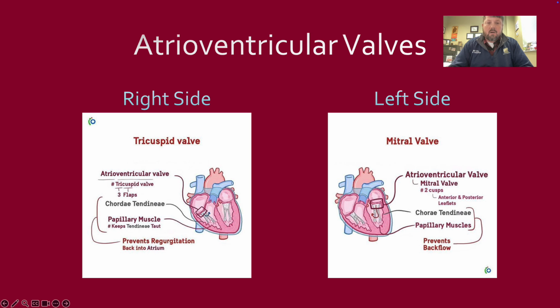On the left side of the heart, you have the mitral valve, also known as the bicuspid valve. So if a tricuspid valve has 3 flaps, a bicuspid valve has 2 flaps. You've got the anterior and posterior leaflets of the mitral valve. You probably have heard of the mitral valve in a condition called mitral valve prolapse. And again, these valves are attached to papillary muscle by the chordae tendineae.